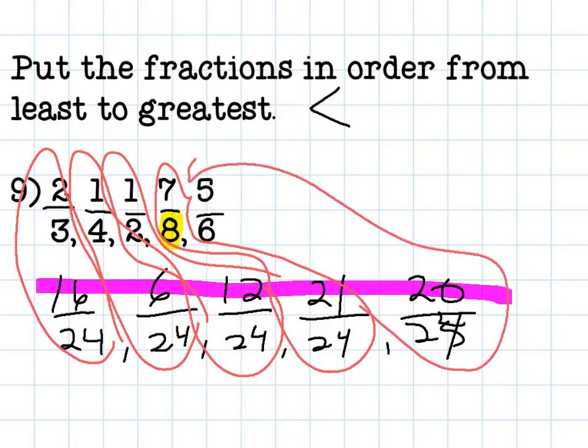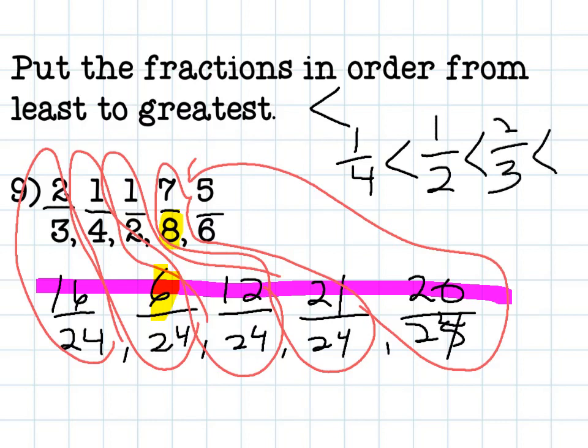All right, so now let's put them in order. Well, it's apparent that 6/24 is the lowest one. Well, 6/24 is equivalent to 1/4. So 1/4 is our first number. Then we put our less than sign. Well, after the 6 comes the 12. Well, 12/24 is equivalent to 1/2. After the 1/2 comes the 16/24, which is 2/3.